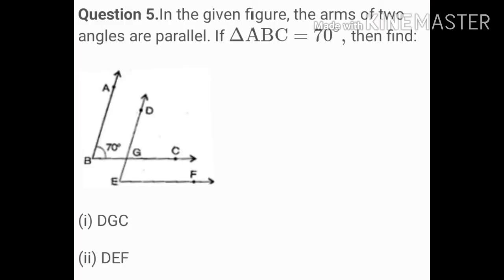Now question number 5. In the given figure, the arms of two angles are parallel and angle ABC is equal to 70 degrees. Then find angle DGC and angle DEF. Let's see the solution with the help of the figure. So angle DGC, given AB is parallel to DE and BC is the transversal we are taking, right? So angle ABC is equal to DGC. These are corresponding angles, so the value of angle DGC is equal to 70 degree.